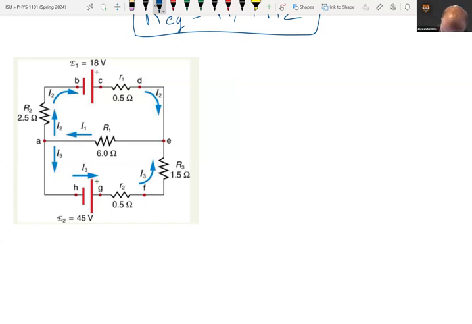Okay. So here's how I would go about doing this one. Now, you can do this a number of different ways, but the first thing I would do is look at the junctions right here. And they've already drawn the current arrows. You could do that as well. So first thing I'll do is apply the junction rules.